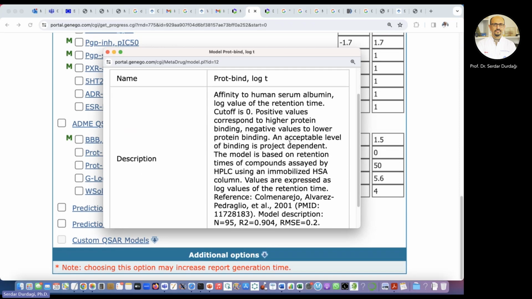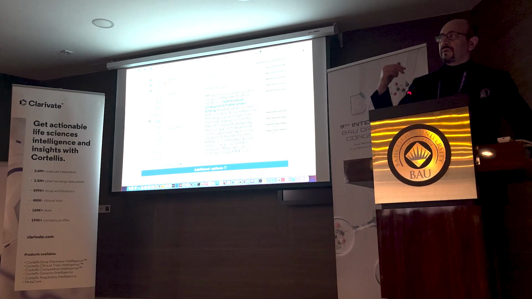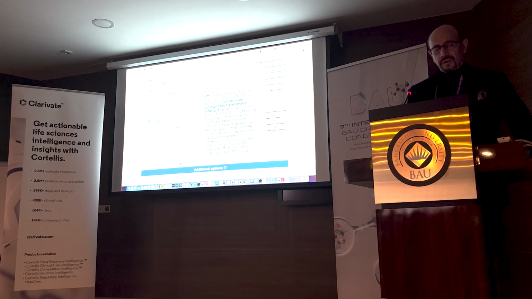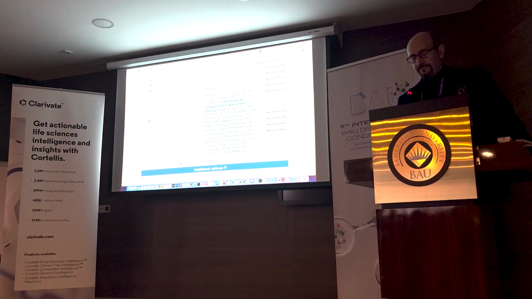Affinity to human serum albumin, log value. This is the retention time. So positive values correspond to higher protein binding. Sometimes, when you give the molecule orally, it goes and binds to off-target molecules. One of them is the human serum albumin. It is a very well-known protein that molecules can go and bind to.